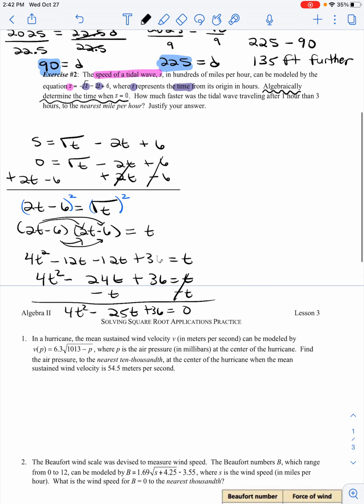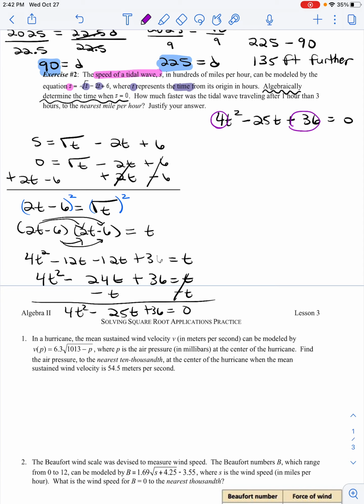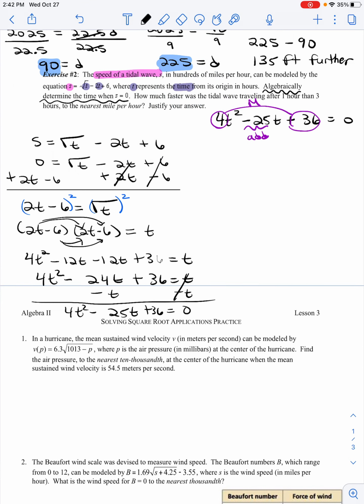So now this is going to turn into a factoring question. I'm looking for what multiplies to 4 times 36 and adds to negative 25. So my two factors should be negative 16 and negative 9. So 4t squared minus 16t minus 9t plus 36. I'm going to factor this by grouping. Here my GCF is 4t, and here my GCF is negative 9.